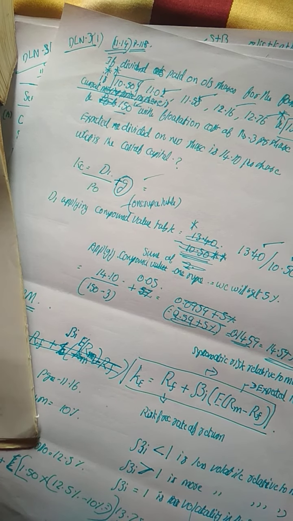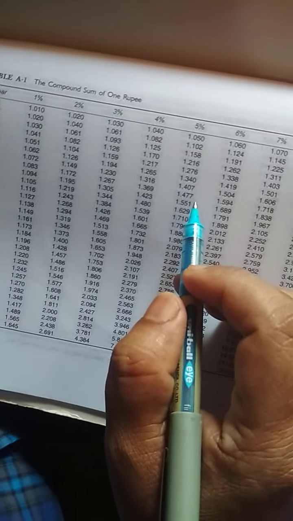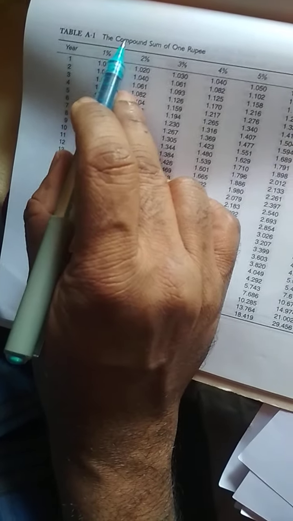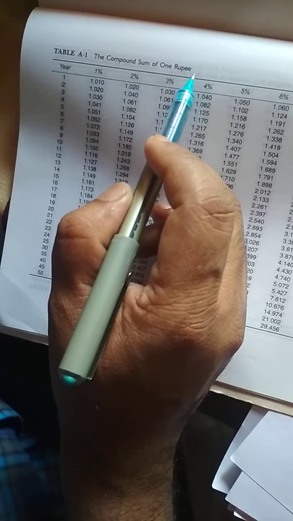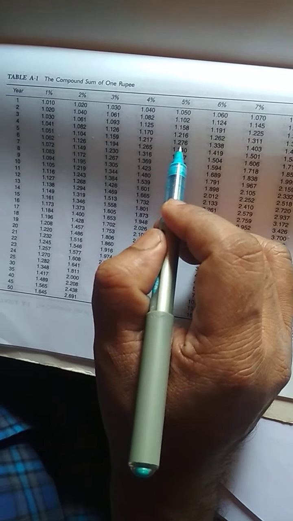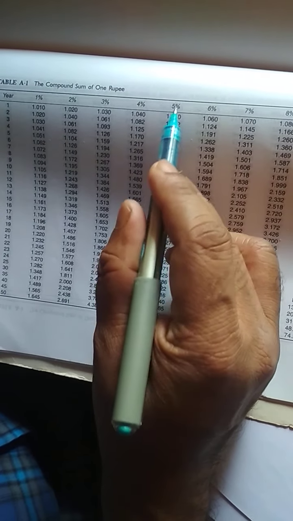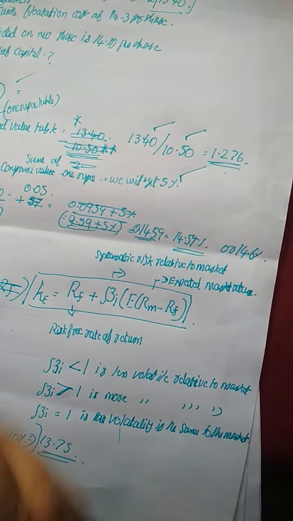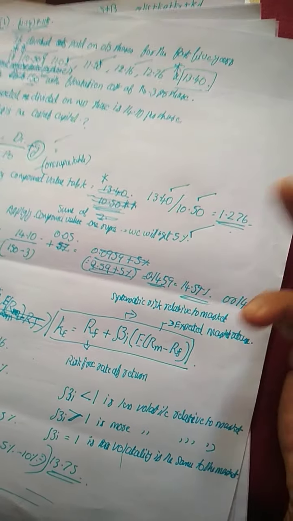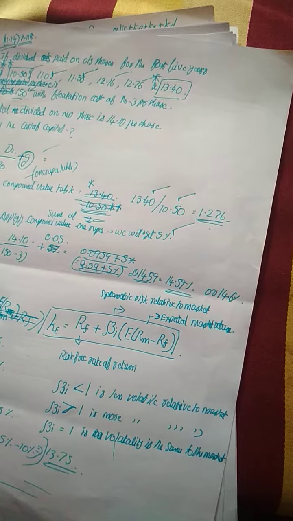Applying the compound sum of 1 rupee table. You have to see that the dividend is calculated on the basis of 5 years, isn't it? For 5 years the growth is given. So we apply the compound sum of 1 rupee table and find out in the 5th year where this 1.276 will come. In the 5th year it comes at 5%. So 1.276, and that is the growth percentage. This is a very important problem. That is why, before getting into the CAPM model, I thought of taking one more problem in the dividend growth model, because dividend growth will not be given directly. So we got the dividend growth.